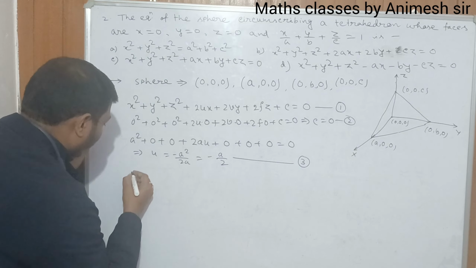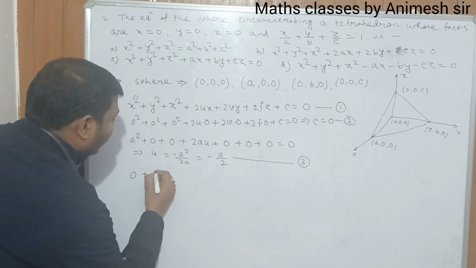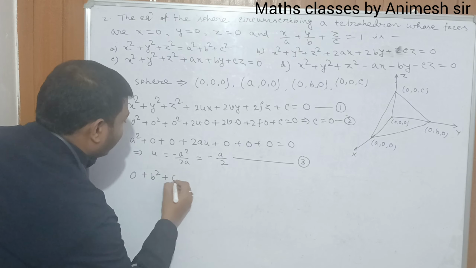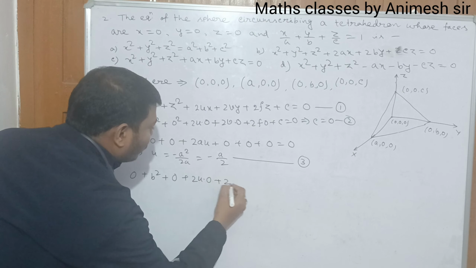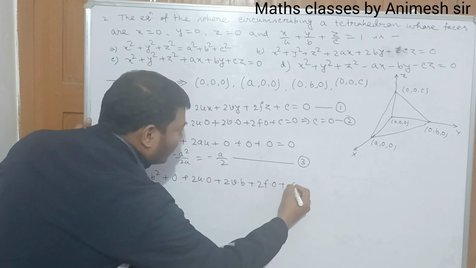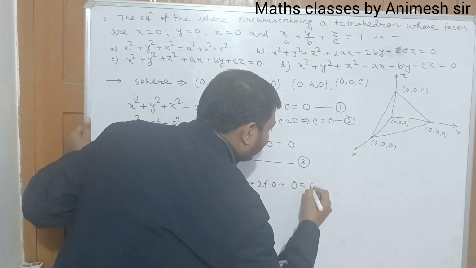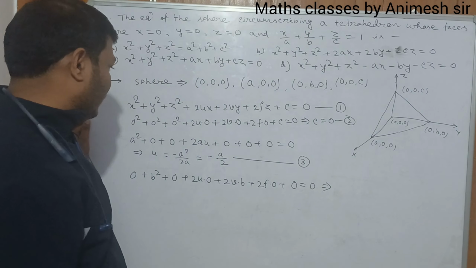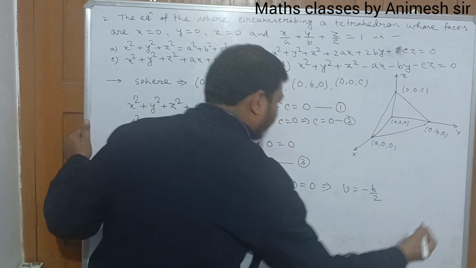From there we will get 0 square plus b square plus 0 plus 2u into 0 plus 2v into b plus 2f into 0 plus c equals to 0. Already we have got c equals to 0, which will give v equals to minus b by 2.